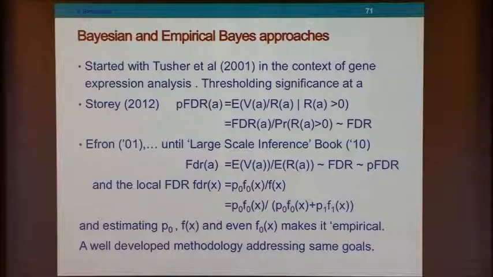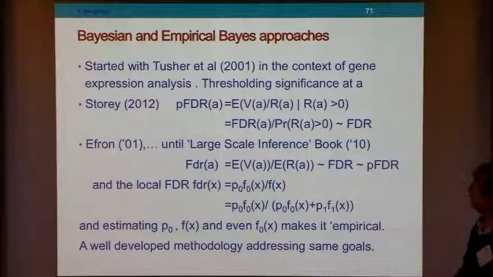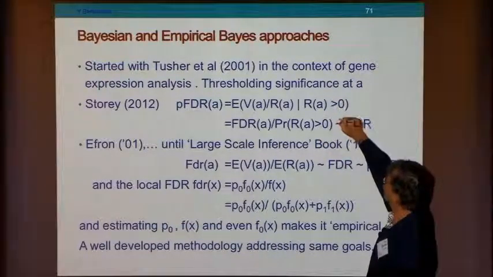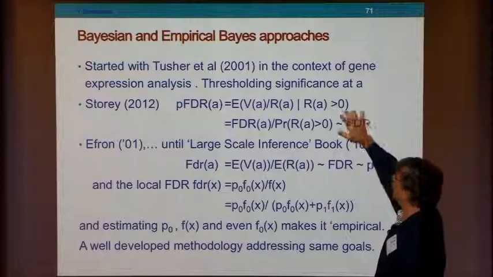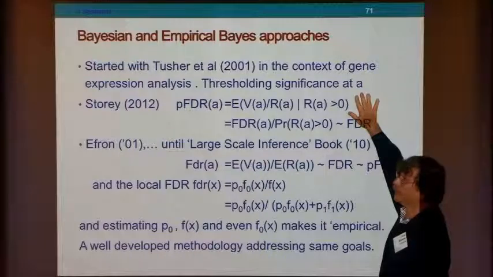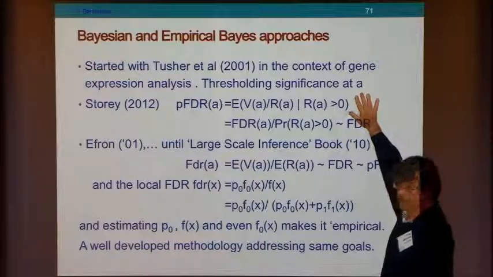Now I want to just briefly present two areas which I will not talk about. One is the Bayesian and Empirical Bayes approaches. It started with Tusher, Efron, Chu et al., in the context of gene expression analysis, and at that time it was 4,000 genes.